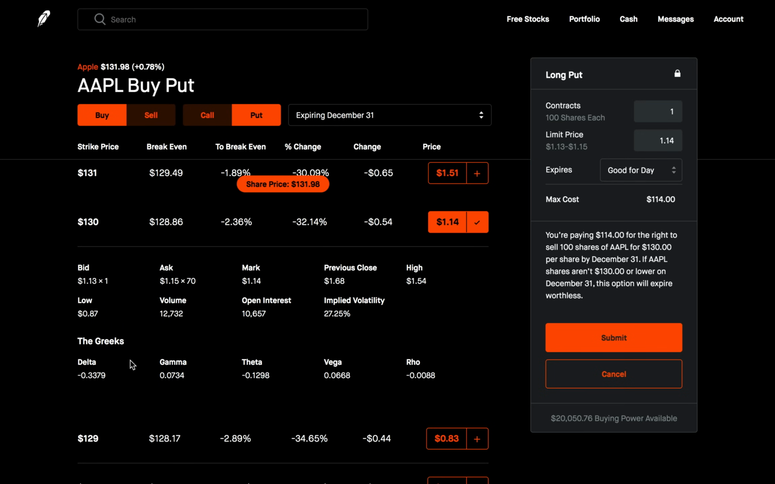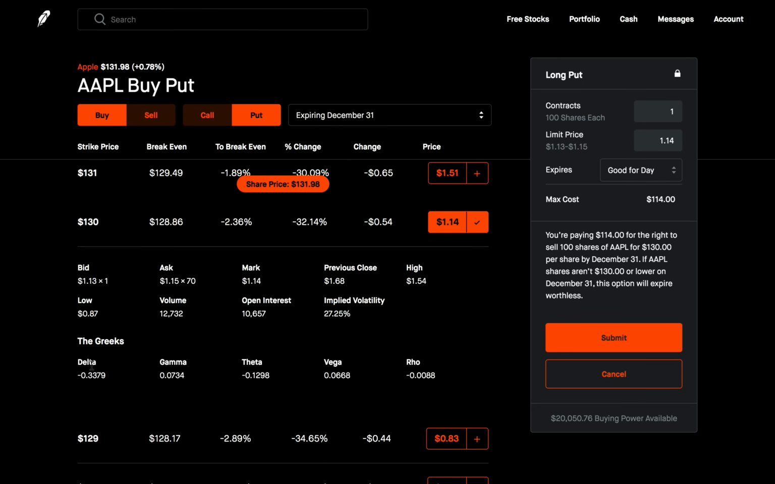So let's first take a look at delta, which in my opinion is the most important Greek of them all. So delta tells us how much the value of this contract will change with a $1 increase or decrease of the share price. And so let me explain. Firstly, what we need to do here, right? These values are per share. And again, each contract has 100 shares. So we need to multiply all of these values by 100 to get the true value.